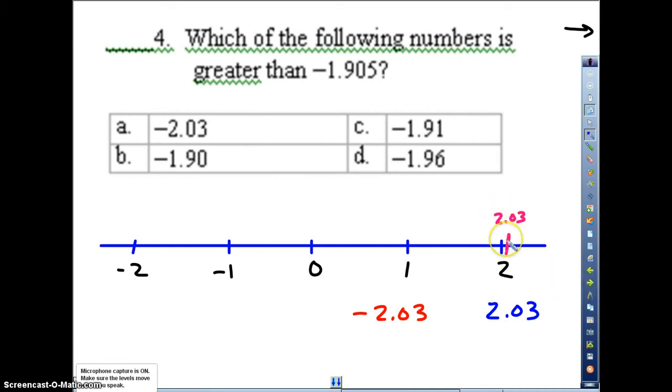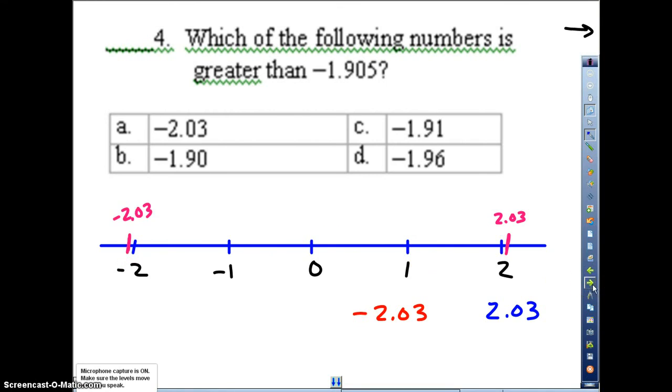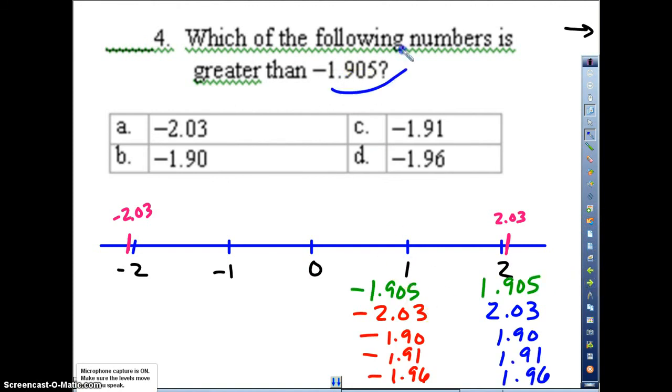Now I know where 2.03 is on the number line. We're going to go back that same distance on the opposite side of 0. So from here to here is positive 2.03. I need to go in the opposite direction, the same distance. So I know negative 2.03 is right there. Okay? So we're reflecting it across 0. That's what we're going to do. Write down all of your numbers, including this one right here. Make them all positive and graph the positives first, and then reflect them across the 0.